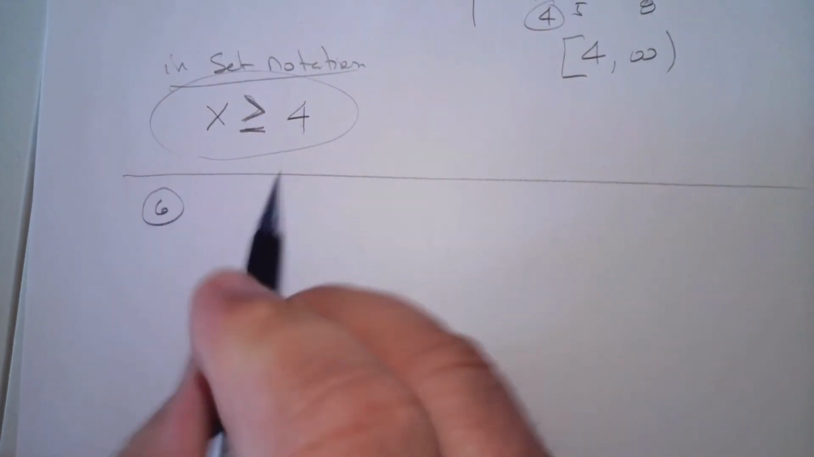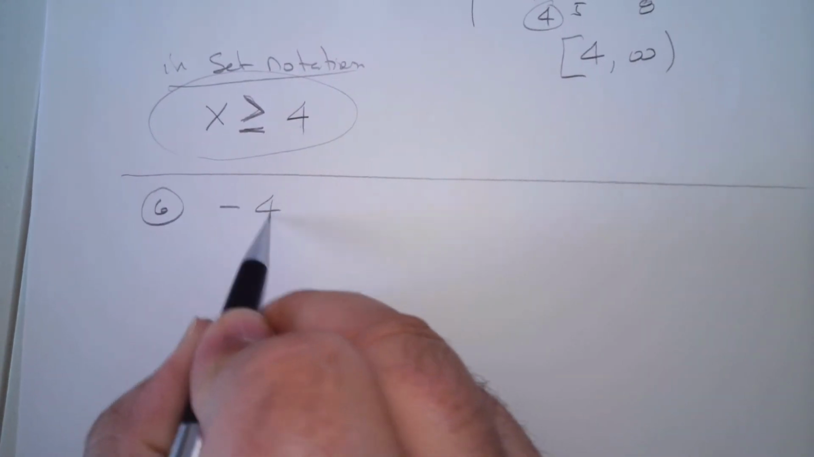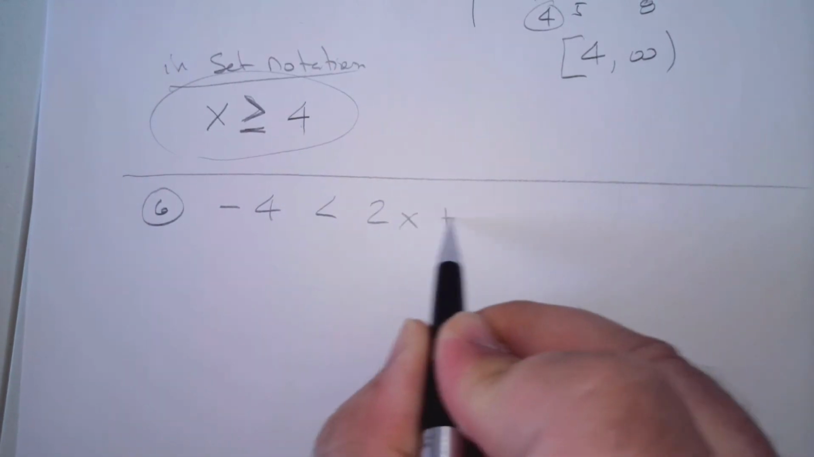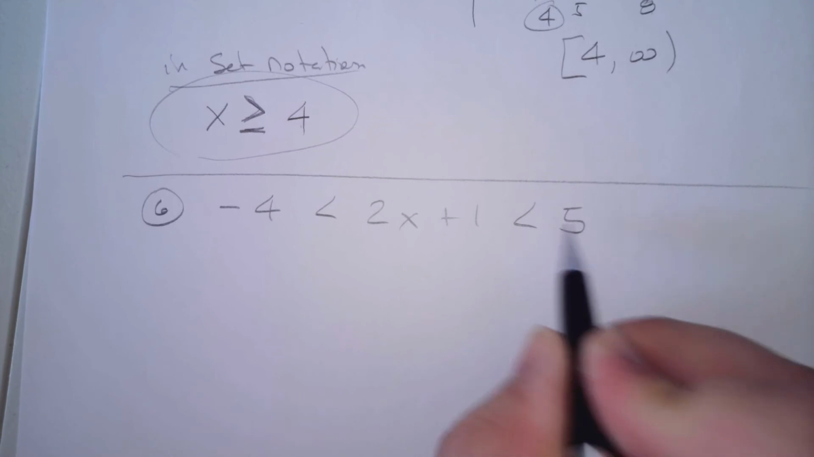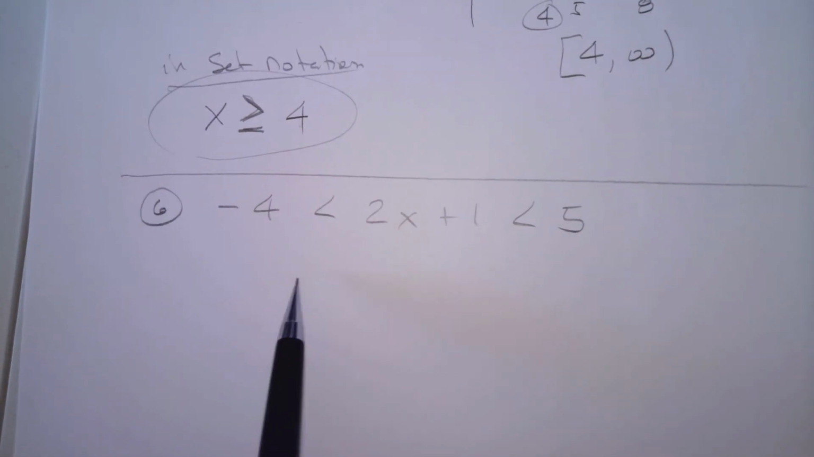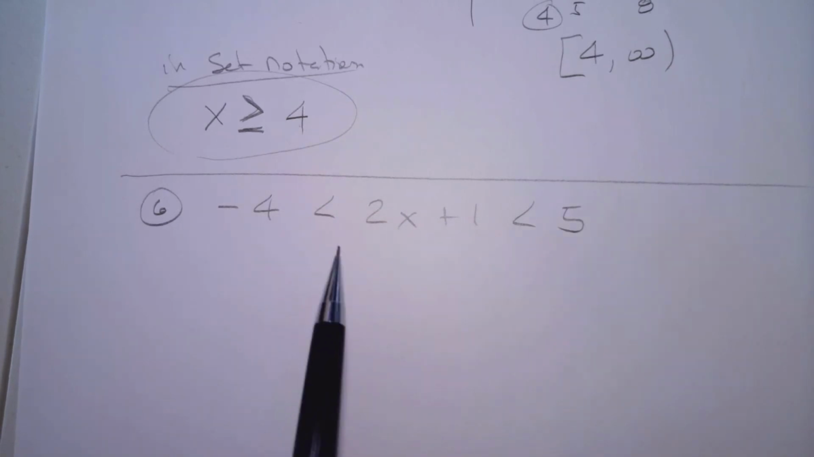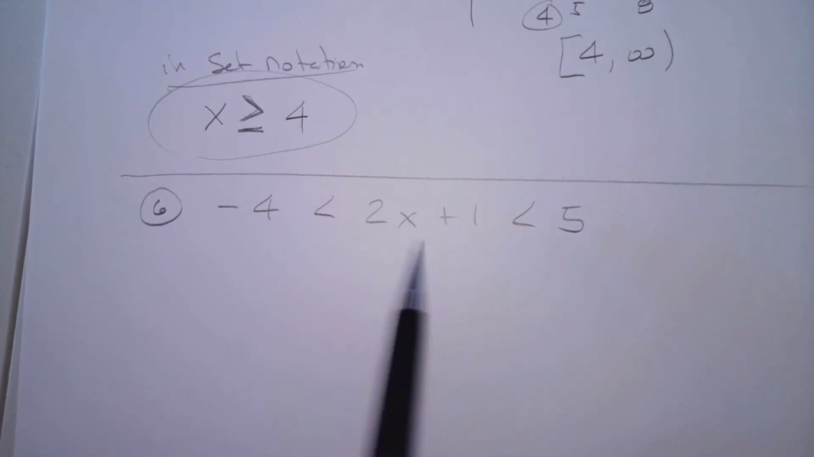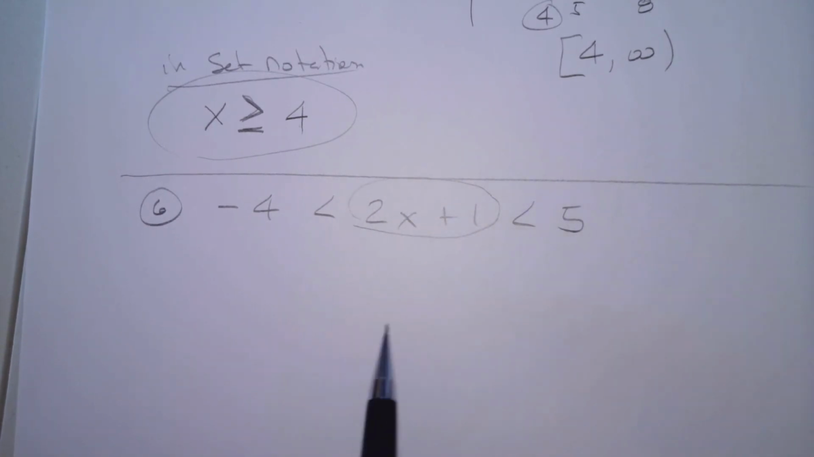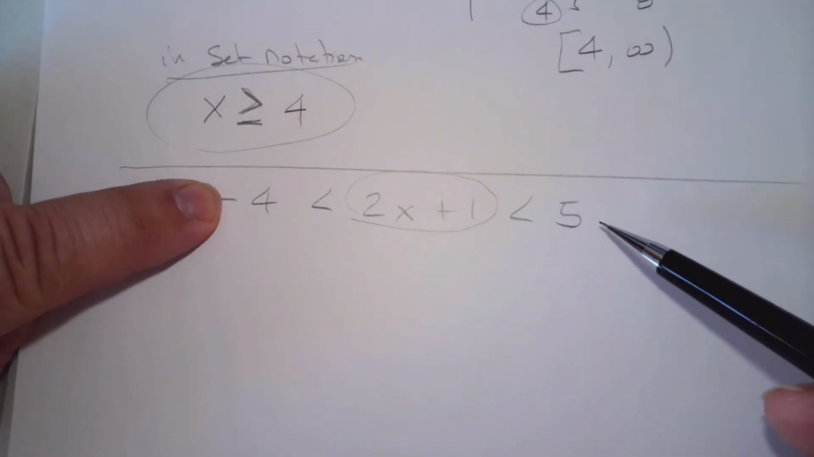Number 6. Negative 4 is less than 2x plus 1 is less than 5. Solve and give me your answer in interval notation. Now this is a 3-part question. It's a tripartite. But we're only interested in x. So whatever we do here, that's the important thing. We'll do it to the other sides.